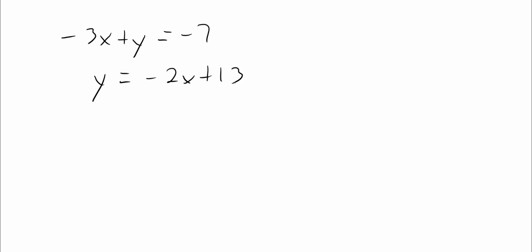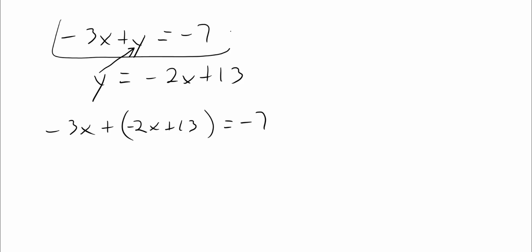All right? Let's try another one here. Negative 3x plus y is equal to negative 7. And y is equal to negative 2x plus 13. So I'm going to take that y and I'm going to stick it right in there. Okay, so I get negative 3x, this is the top equation, negative 3x plus y. So plus, and I'm going to put that in parentheses. So negative 2x plus 13 equals negative 7. So again, it's this equation, guys, except instead of putting y, I'm going to put in negative 2x plus 13. Okay? And I'm solving for x.